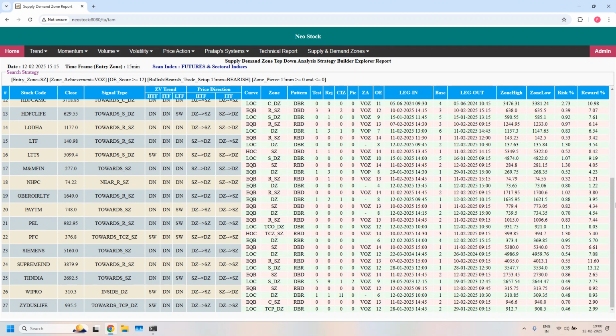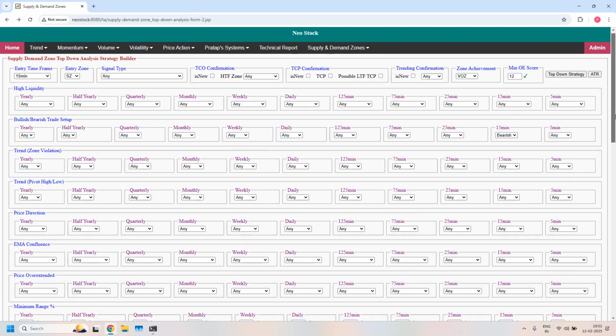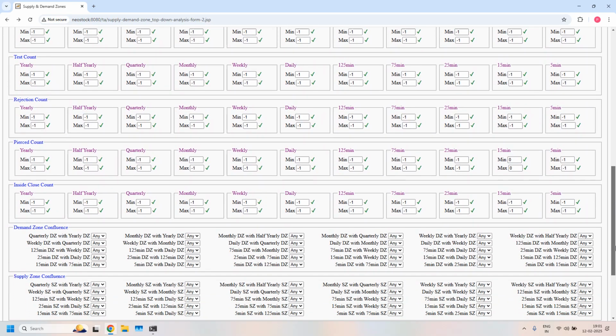So total 27 stocks are filtered. These 27 are currently supporting bearish trade setup for daily income trade, and entry time frame zones are 15 minute supply zones. Out of these 27 15 minute supply zones, how many are having ITF confluence? Let us verify. That is 15 minute supply zone with 75 minute supply zone confluence.